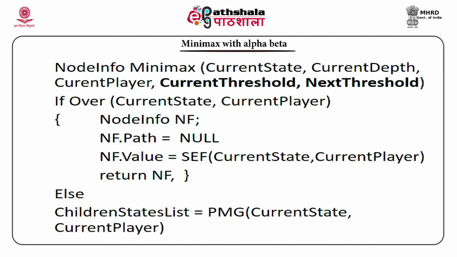The minimax algorithm again returns the node info object, but then the first three arguments are the same as we had in the case of minimax, but then the next two are values. One is called current threshold, the other is next threshold. There is no mention of alpha and beta. You will be surprised where they have gone. They have not gone anywhere.